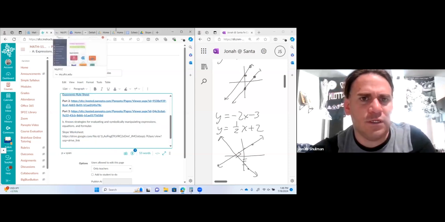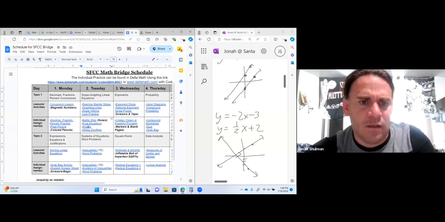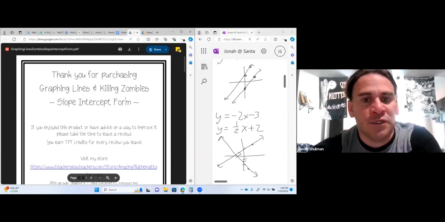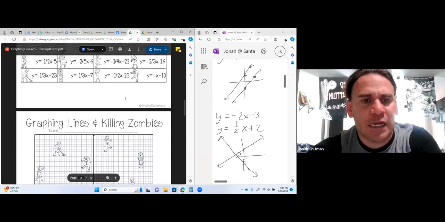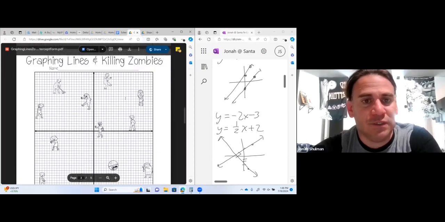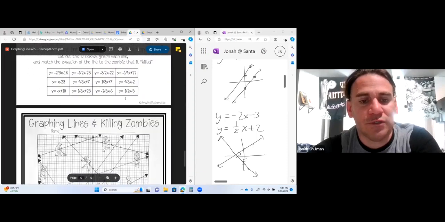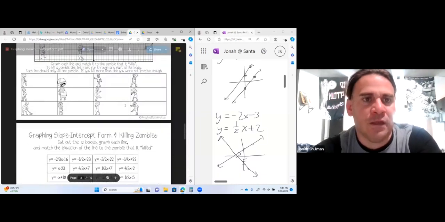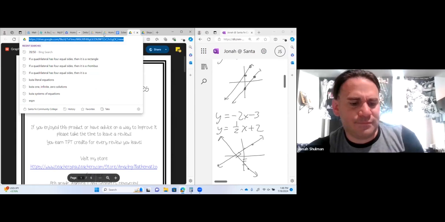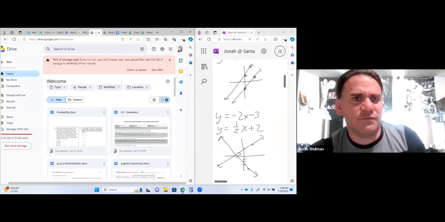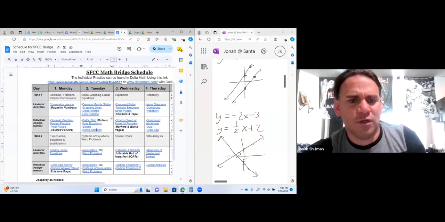Other ones that are on here. This one's fun. Students just kill zombies. I think it's really cute. So you can have them actually put in these equations and see if it's going to kill the zombies by graphing the lines. And this is a completed one, so they could see which one's killed what. So this one's fun. I just have tons of stuff from all the trainings I've done. Oh, but that one I probably can't share because it's a pay one.